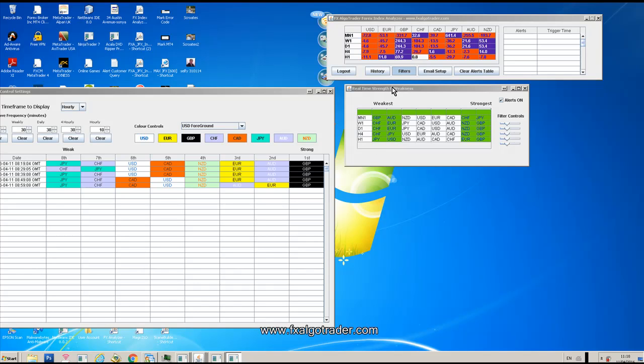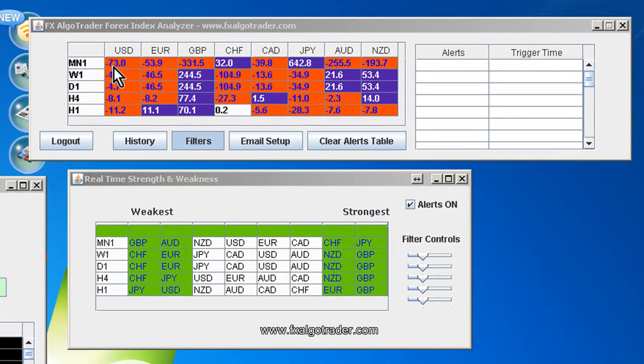So what we can see here immediately is the index data across all the major currencies, so dollar, euro, sterling, Swiss franc, Canadian dollar, yen, Aussie dollar, New Zealand dollar, across these different time frames, so monthly, weekly, daily, 4 hourly and hourly. This filters table here then ranks the currencies into strength and weakness order across the different time frames, and you can see here we've got green sections which are where our active filter criteria are.